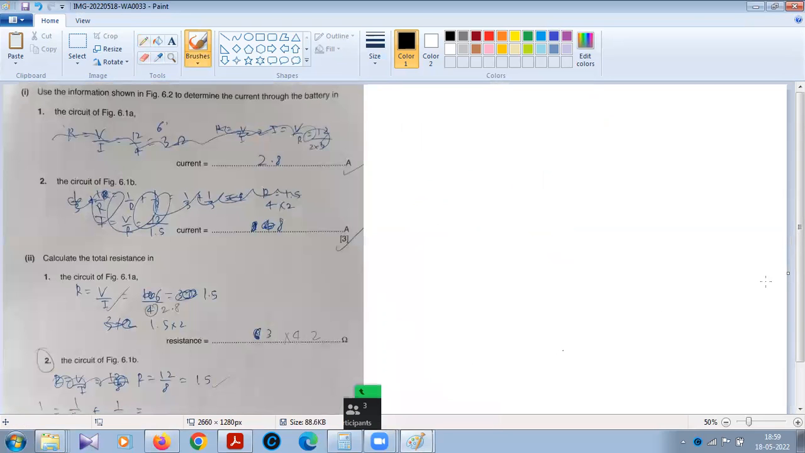Next, calculate total resistance in the circuit of figure 6.1a. So resistance will be V upon I. Total resistance I have to find out.